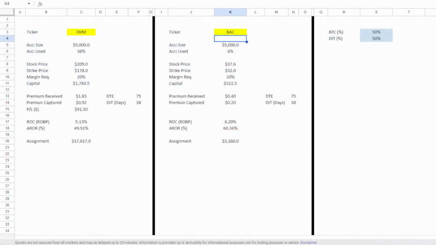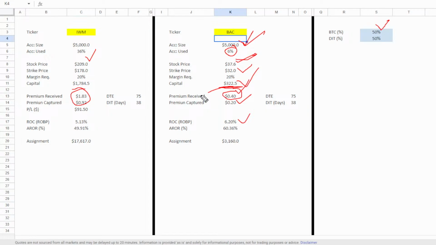So if you go back to our Excel spreadsheet, same thing as with IWM: 5,000 initial account balance, 37.6 stock price, 32 strike price, 322 which is the buying power. We're going to collect 40 cents and close at 50% again. In other words, we're going to capture 20 cents out of these 40 cents, which is 50%. The same thing we did over here. Now, as you can see, we are getting an even better return, and this isn't even annualized. I'm going to explain afterwards how good it is. Basically, we just captured 6.26% on a stock that's way cheaper than IWM. And look at this, only 6% of our initial capital in terms of buying power.